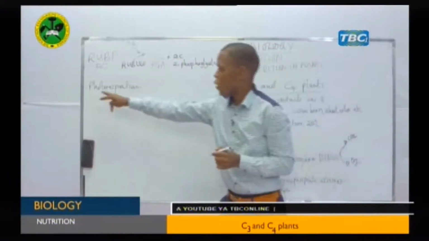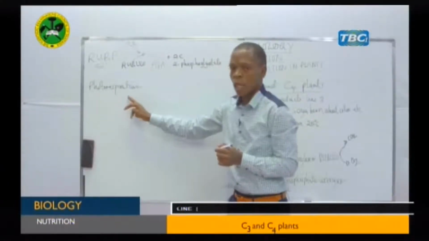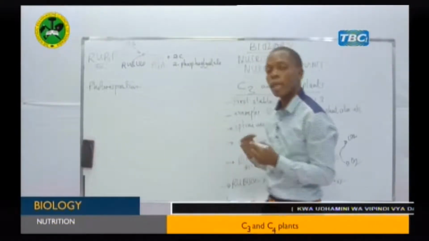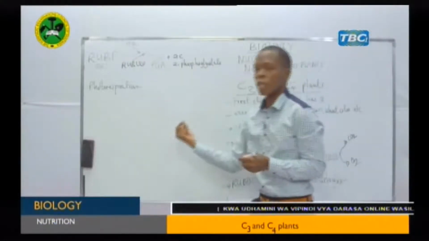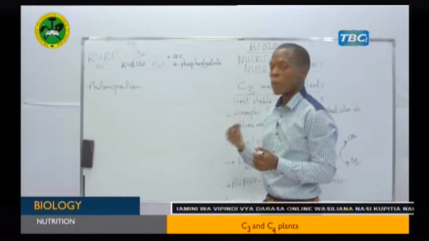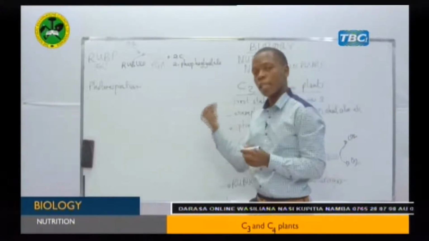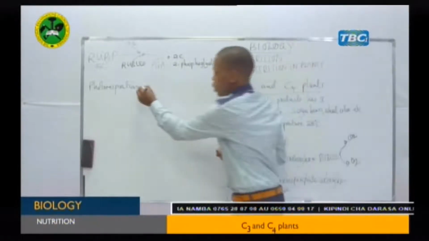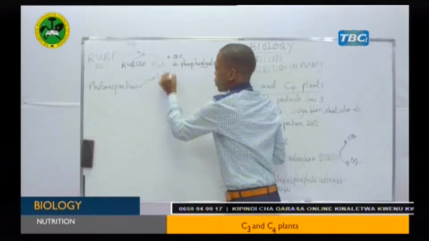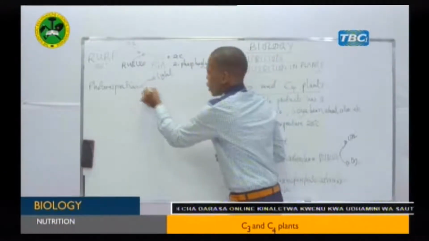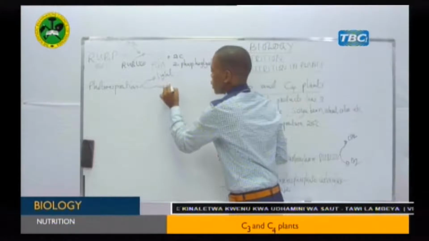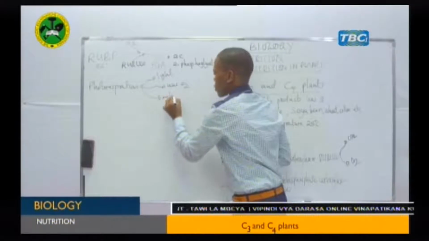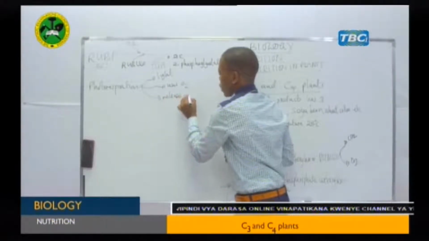Photorespiration, as you can see from the word, photo means light. Respiration, as in normal respiration, uses oxygen but also releases carbon dioxide. Because this process occurs in the presence of light, uses oxygen, and also releases carbon dioxide, it is referred to as photorespiration. Photo because it occurs in the presence of light, and respiration because it uses oxygen, but again it releases what? Carbon dioxide.